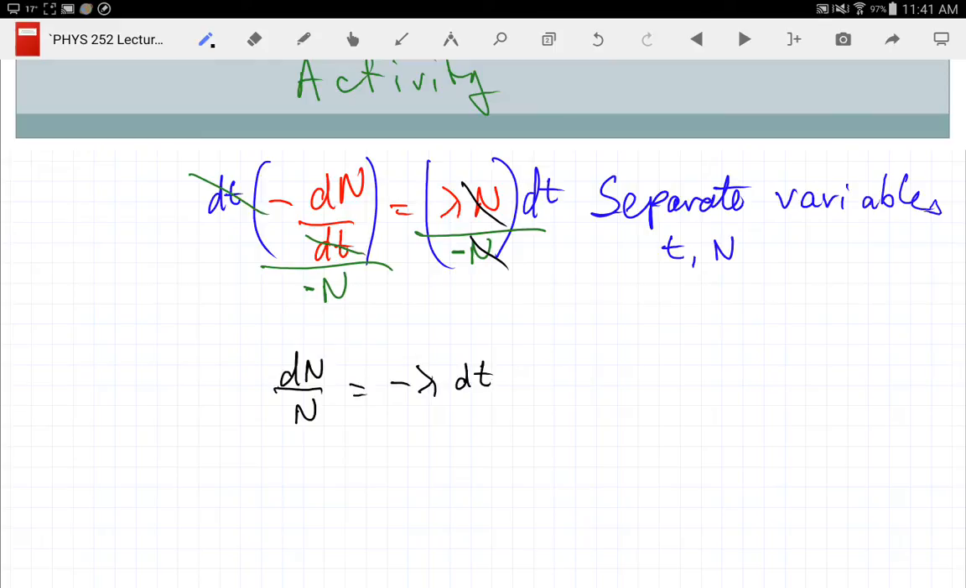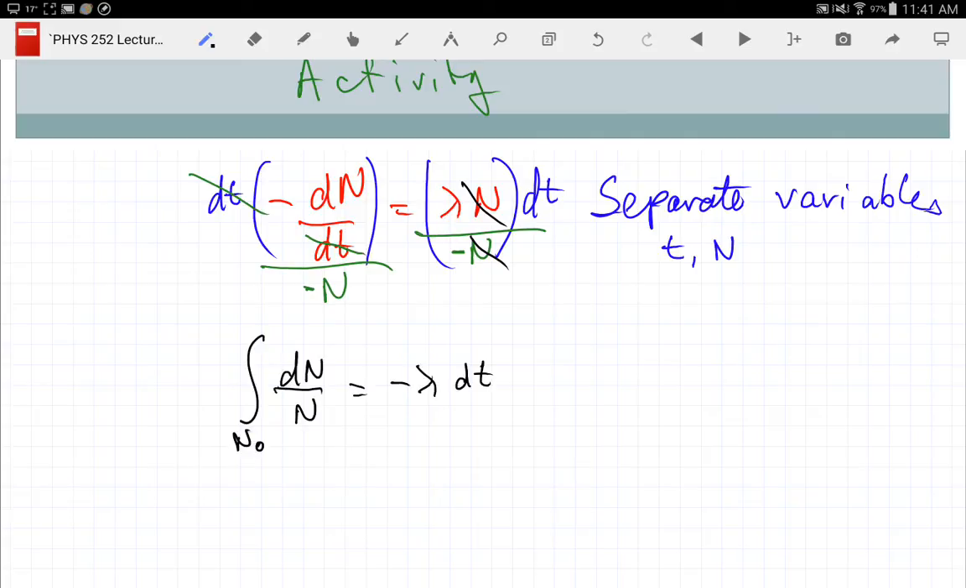The left side only has to do with n. The right side only has to do with t. So these are two independent functions. One depends on one variable, one depends on the other. So they're going to have to be independently equal. I just integrate both sides from my starting condition.